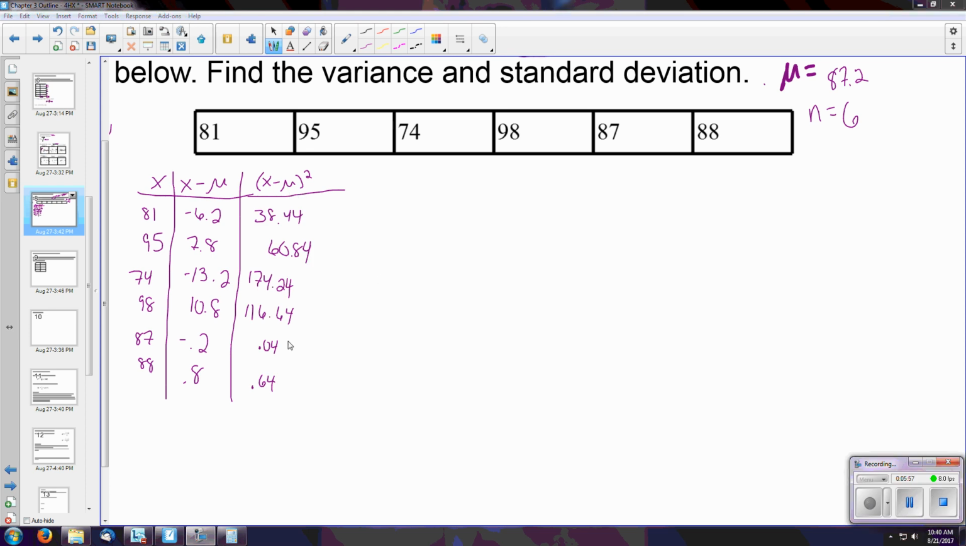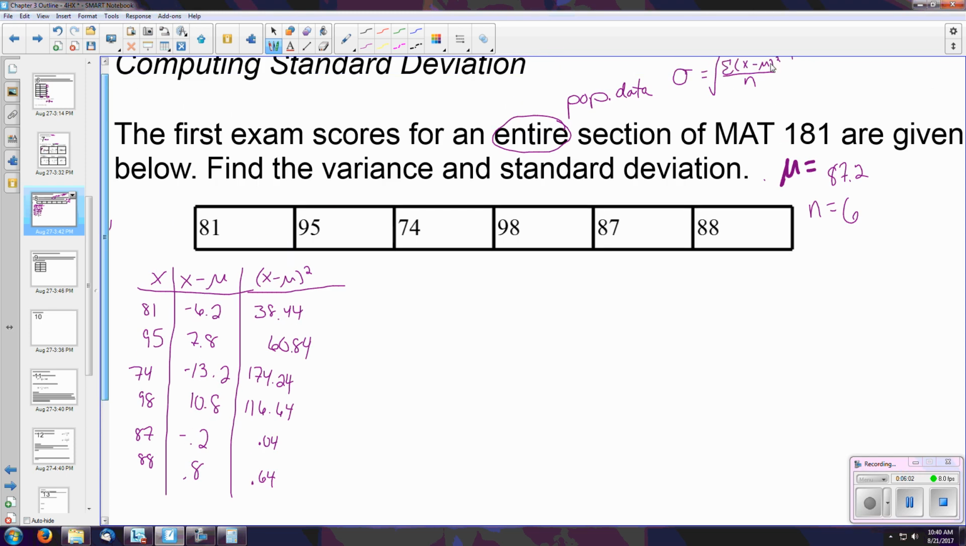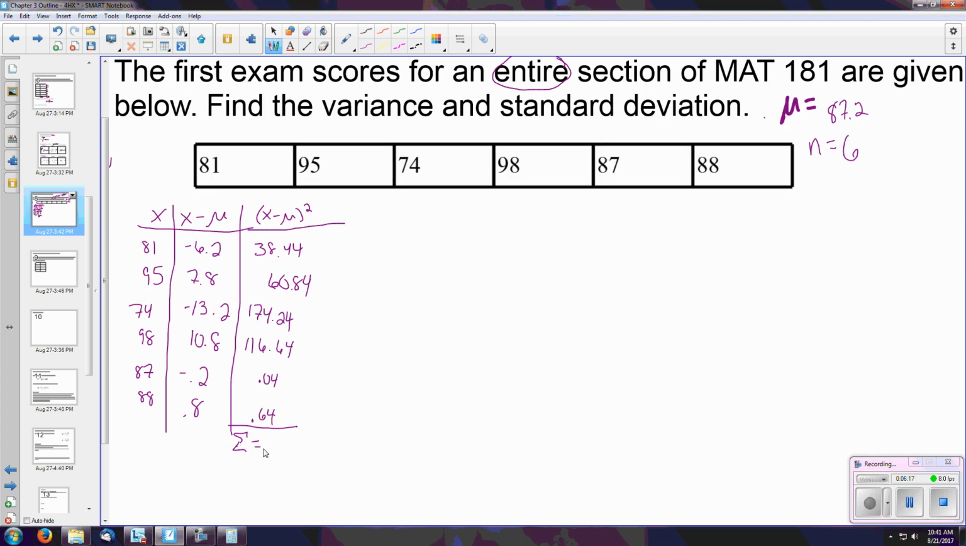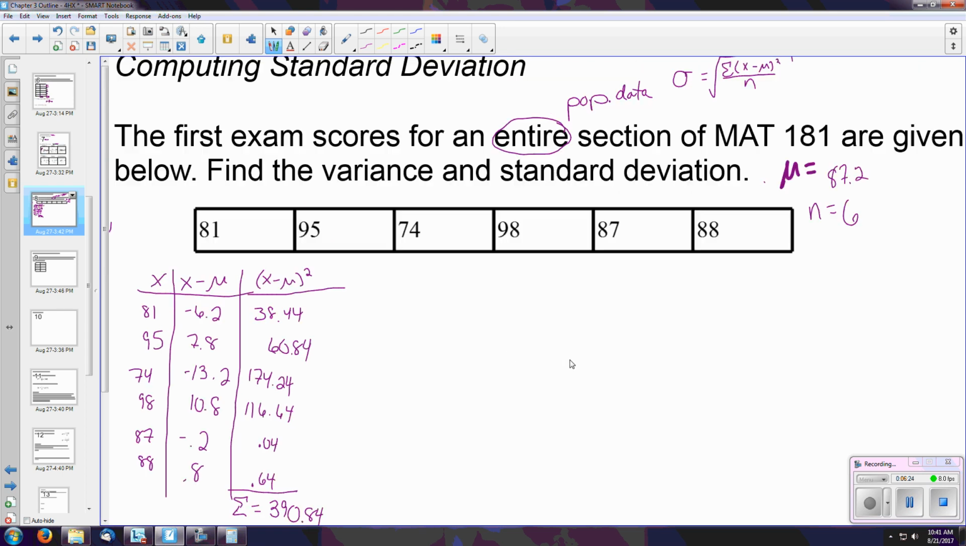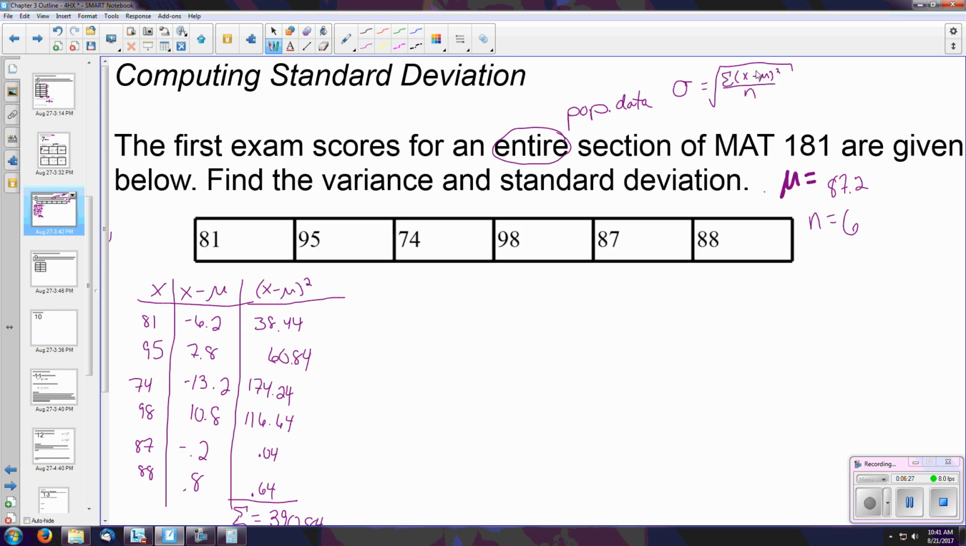Now that we have all of our squared values listed out, the formula tells us to take the sum of all of those numbers. So just as we did earlier, I'm going to include a total here. So I'm going to take my sum, and that sum is equal to 390.84. Now, if my standard deviation is the square root of all of this, the first thing I'm actually going to find is my variance.